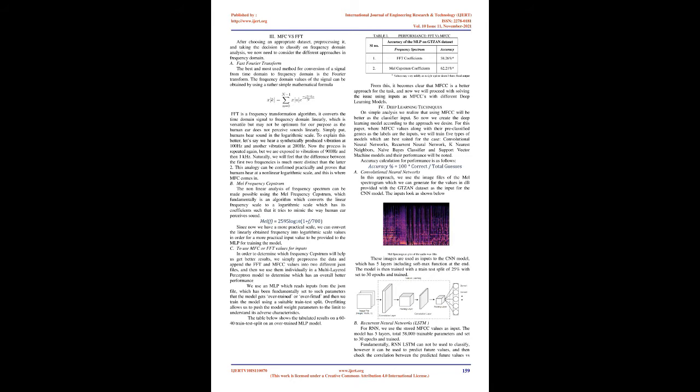We use an MLP which reads inputs from the JSON file, which has been fundamentally set to such parameters that the model gets overtrained or overfitted, and then we train the model using a suitable train test split. Overfitting allows us to push the model weight parameters to the limit to understand its adverse characteristics. The table below shows the tabulated results on a 60/40 train test split on an overtrained MLP model.